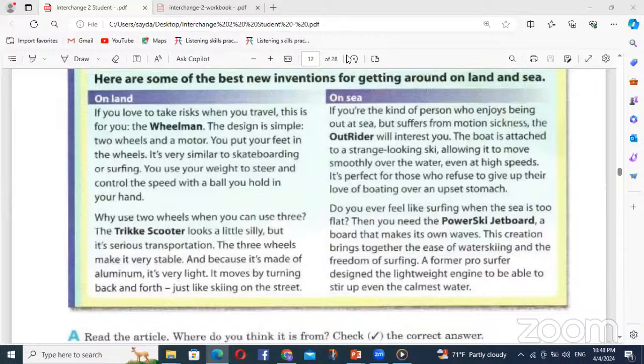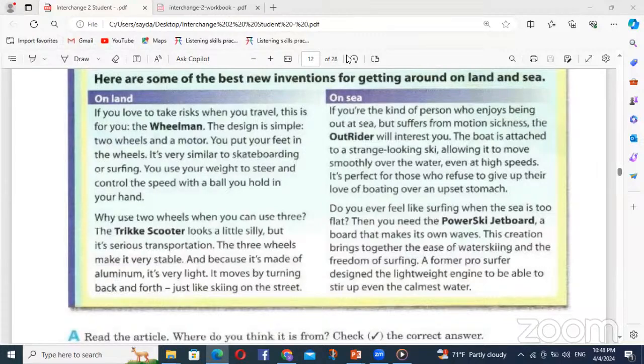Do you ever feel like surfing when the sea is too flat? Then you need the power ski jet board, a board that makes its own waves. This creation brings together the ease of water skiing and the freedom of surfing. A former pro surfer designed the lightweight engine to be able to stir up even the calmest water.